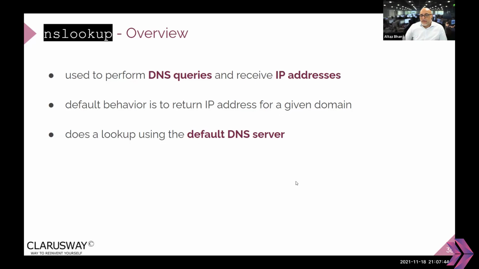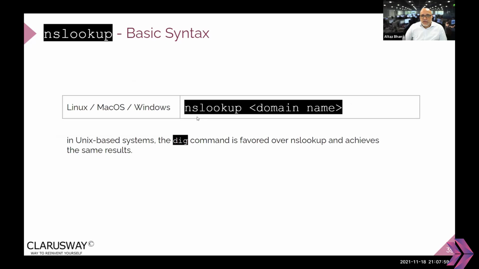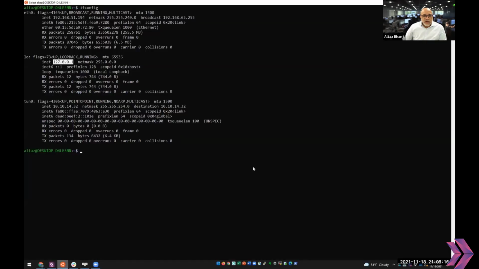Everybody has their own default DNS server that your computer is using. I won't get into how it's assigned. The syntax of nslookup is just like this: nslookup and then the domain name. Now, in Unix and Linux-based systems, more people are using dig, and you essentially get the same result. So if we go here, let's just do this. I can do dig Clarusway.com.